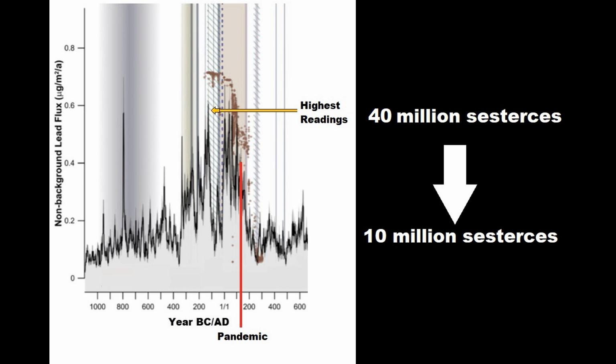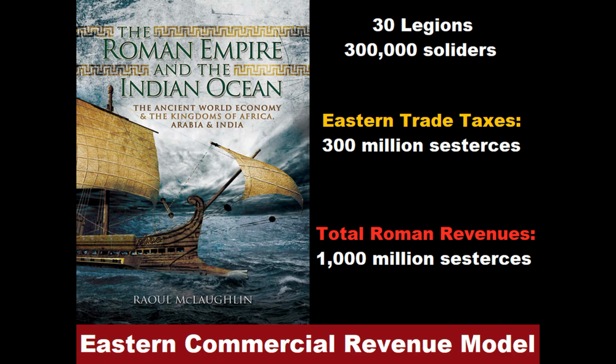The question is, why did precious metal production matter to the Roman economy? The Eastern Commercial Revenue Model suggests that the Roman economy was heavily reliant on newly mined precious metal to pay for its essential costs. Much of this expense was the cost of maintaining 30 legions, or close to 300,000 professional soldiers in permanent service to protect the frontiers and keep order among subject nations. The ancient evidence suggests that just over a tenth of Roman revenues came from mine production.